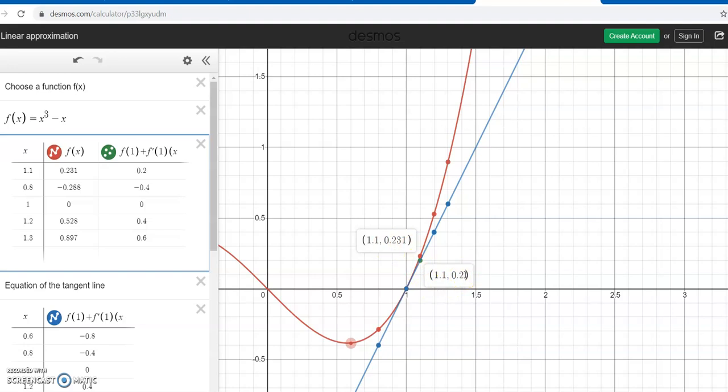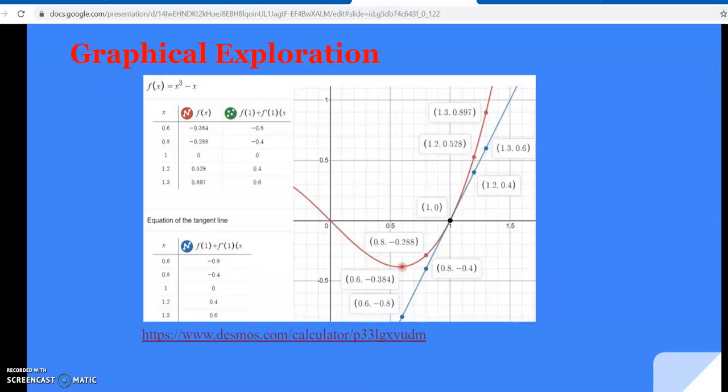That is a very close estimation of the function value. And so based on this exploration, we can conclude that the closer we get to the point of tangency, the better our approximation will be to estimate the function value.